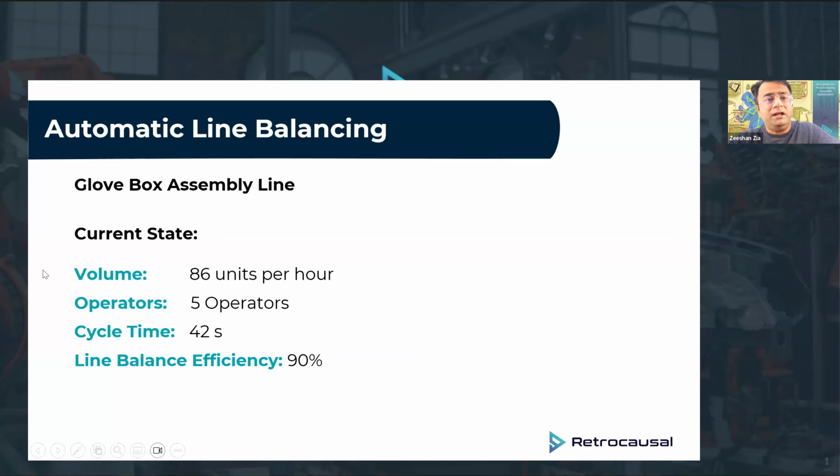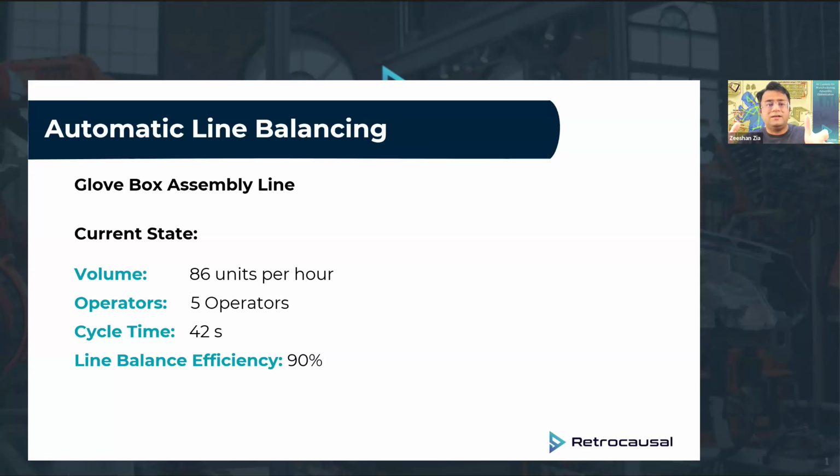Specifically, we have an assembly line at an automotive part manufacturer for that glove box assembly. The line has 5 operators on it, and it's currently producing 86 units per hour. This is the cycle time. This is the line balancing efficiency. A continuous improvement engineer went in and performed the time studies manually on all of these 5 operators. That's the problem we're talking about, a line balancing problem.